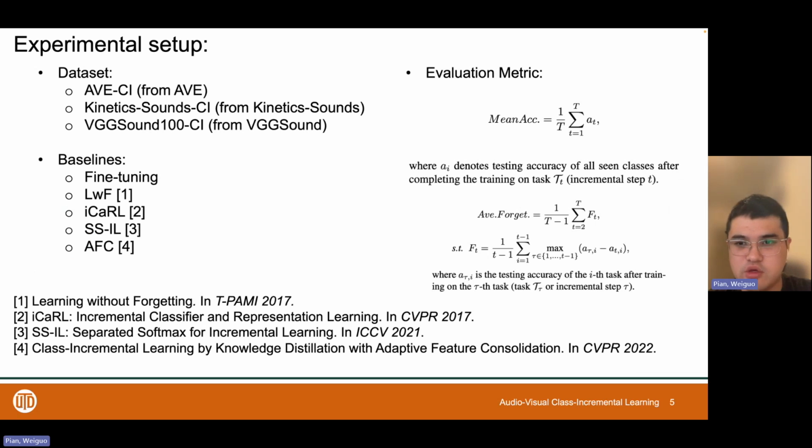In our experiments, we use three datasets: AVE, Kinetics-Sounds, and VGGSound, and select these five class-incremental learning methods as baselines. That's pure fine-tuning, learning without forgetting, SSIL, and EFC. We evaluate the performance of our proposed ABCL and the baselines on two of the most commonly used metrics: mean accuracy and average forgetting.